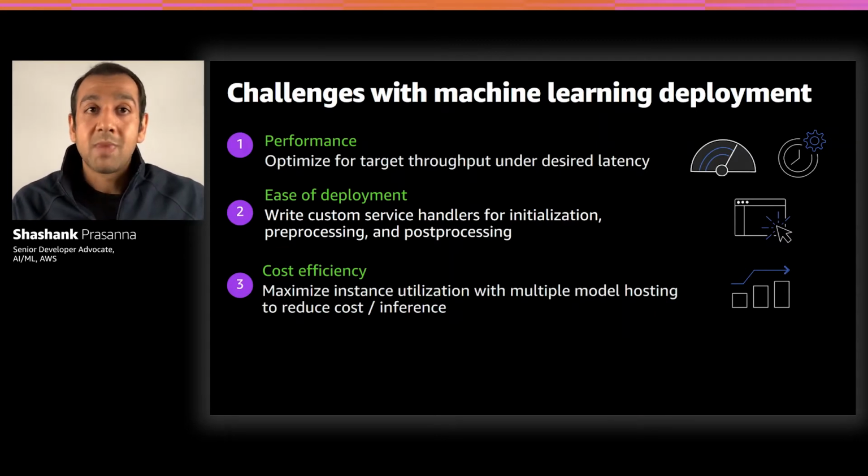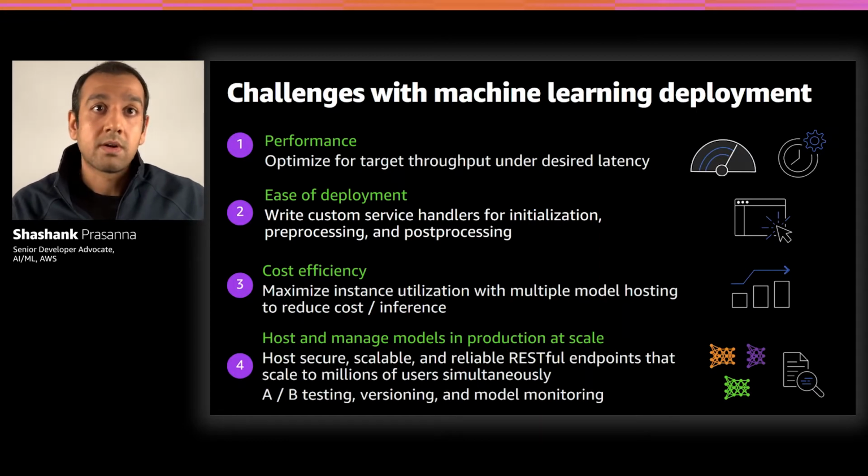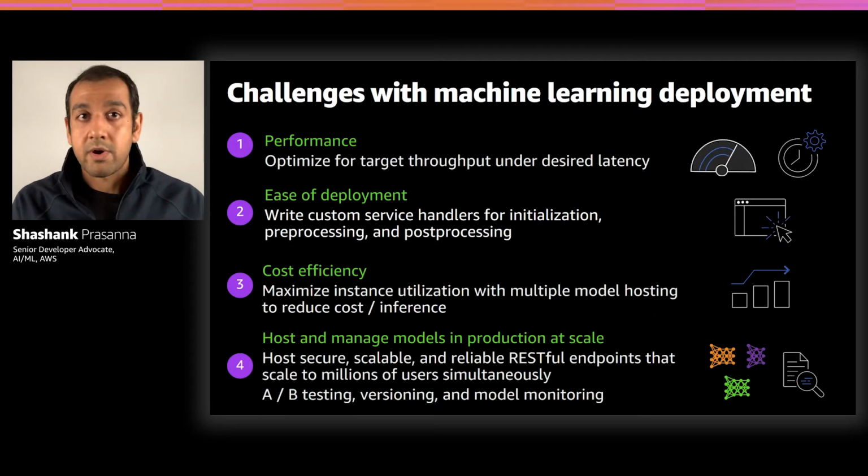You also want to make sure that your model scales as you have more requests coming in, as you have a large number of customers accessing your model when it is in production. You also want capabilities such as A/B testing, because you're going to have different versions of models. You want to be able to monitor model performance as it is running in production.